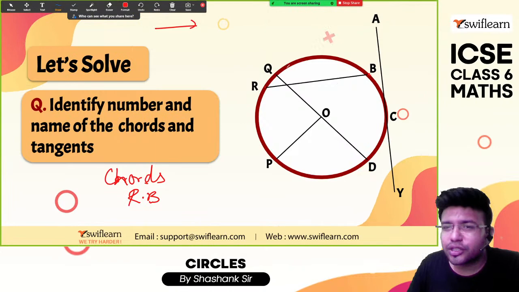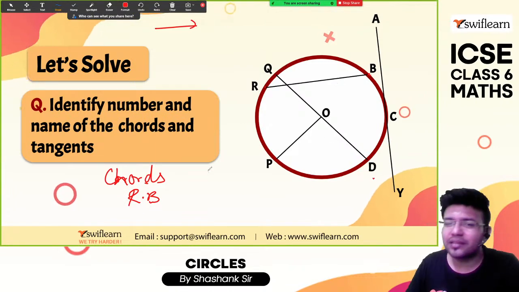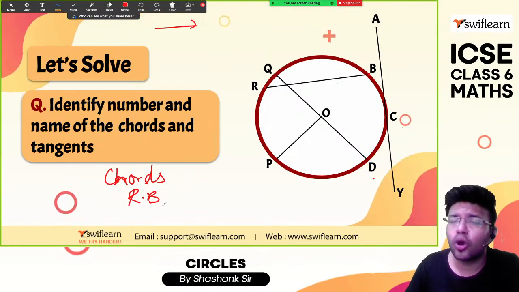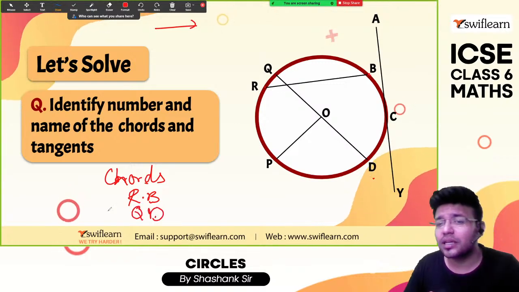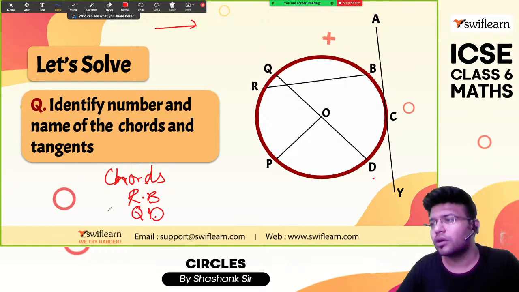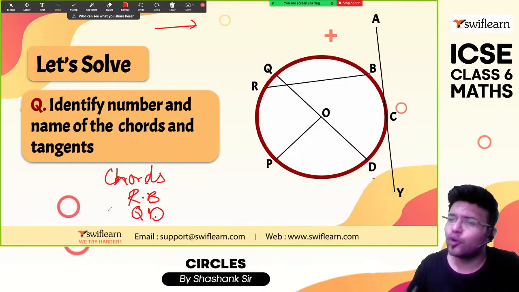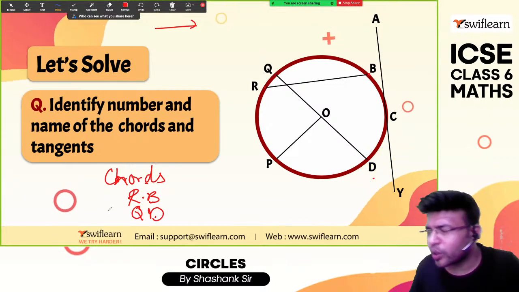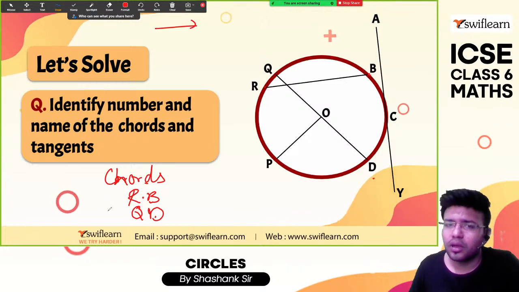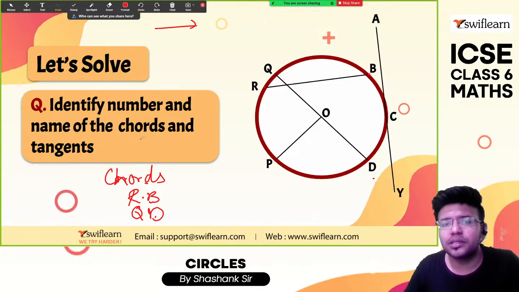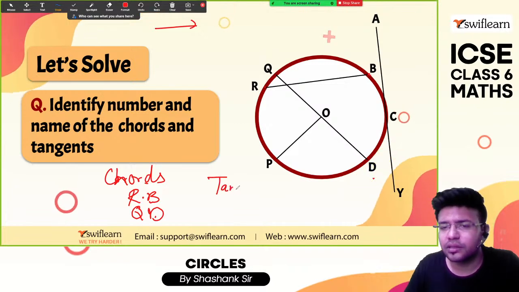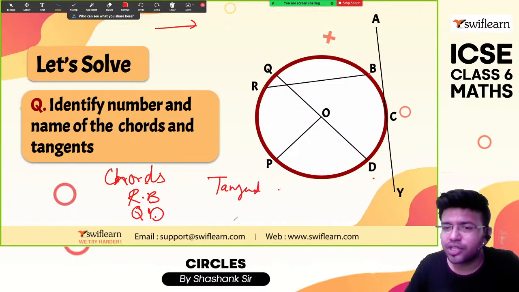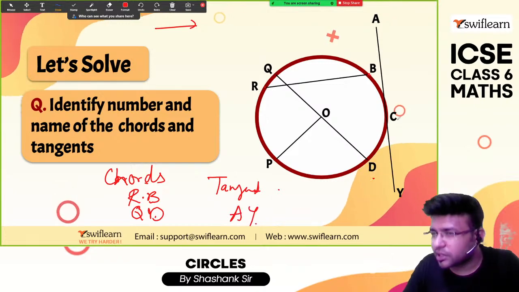Okay, is QD a chord? Yes, QD is a diameter. Diameter is also a chord. Okay, diameter is the largest chord. A chord means it should have 2 points on the circle, and the line joining these 2 points is a chord. Okay, now tangents, we have only one tangent, which is AY, which is intersecting at C.